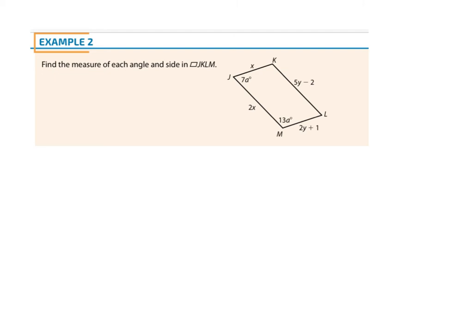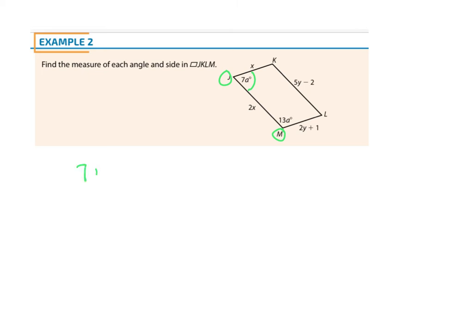Find the measure of each angle and side in this parallelogram. All right, so in this case, they gave me a little bit of information here. We're going to start with the angles. We know that these two angles are consecutive, right? So this angle and this angle are consecutive. So consecutive angles are supplementary.